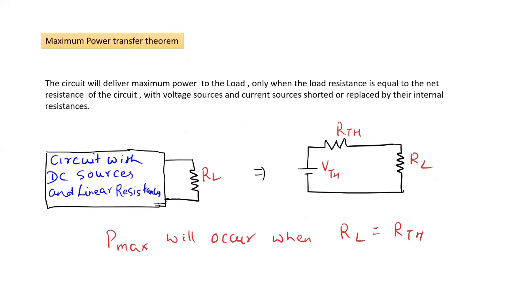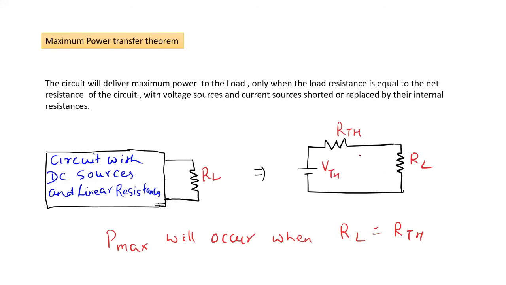The first thing is, why is this theorem important? Sometimes we require that the load should get maximum power so that certain work can be done. So how to give the maximum power to the load, or to the output, which is required at any point of time? For that, we consider this case where we have a lot of DC sources and linear resistors in the circuit, and we have a load resistor. And we basically simplify this particular circuit with Thevenin's theorem. So we will have a VTH and RTH and a load resistor RL.